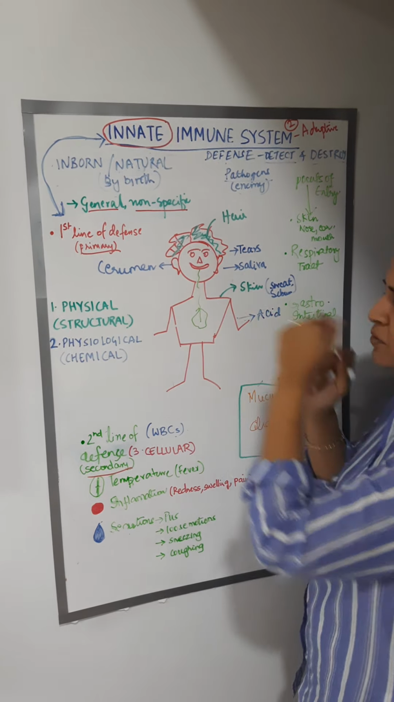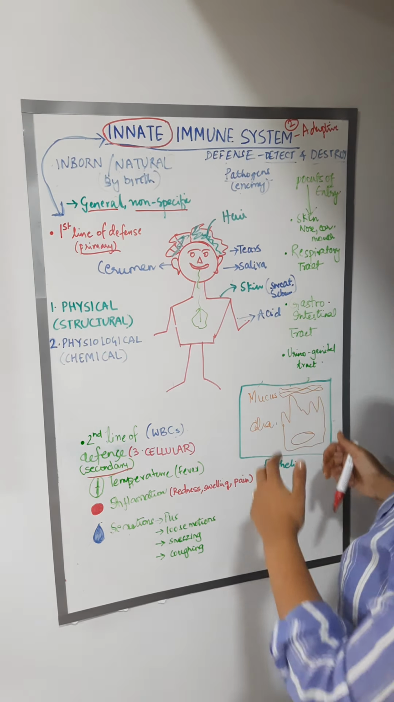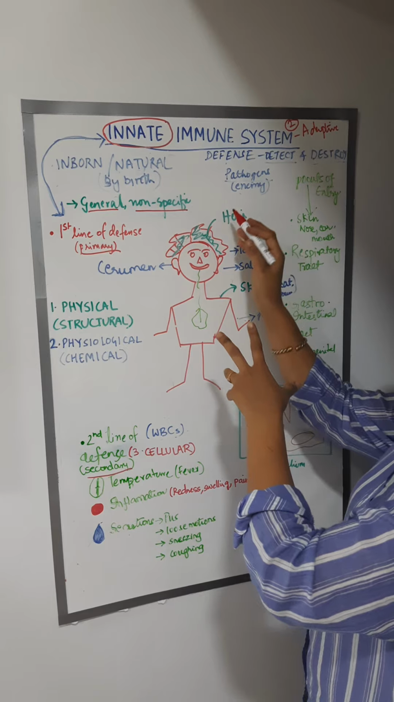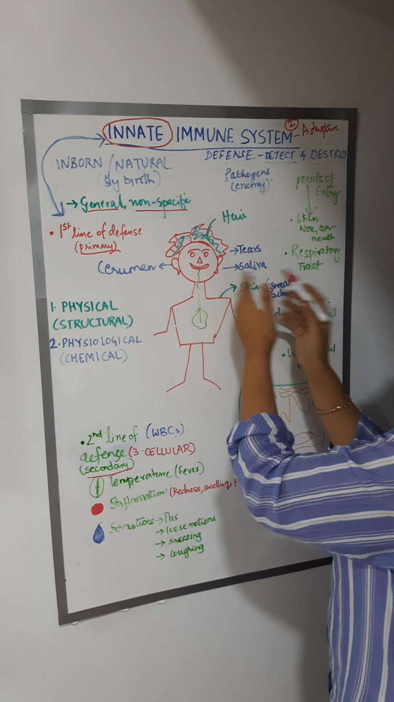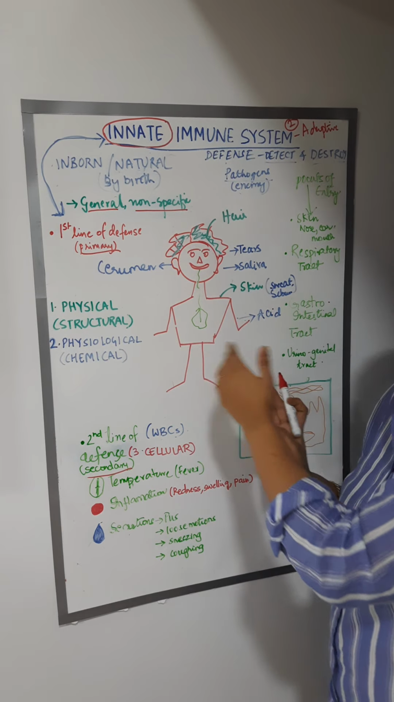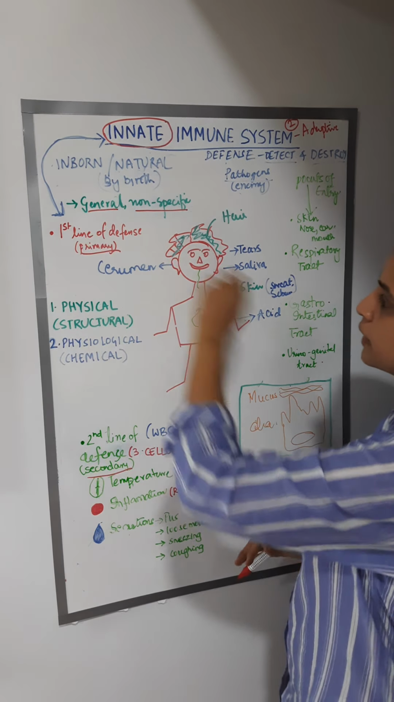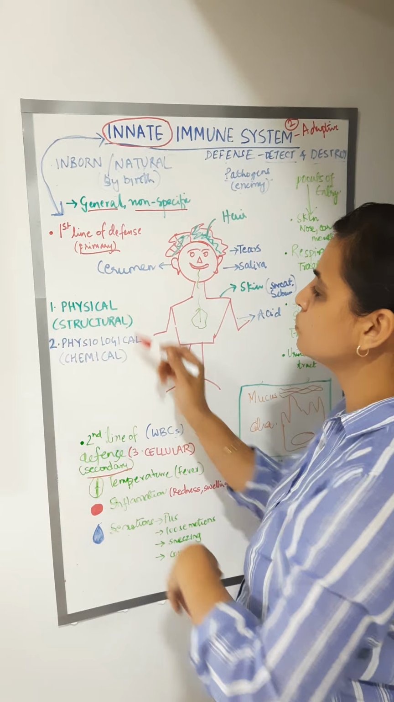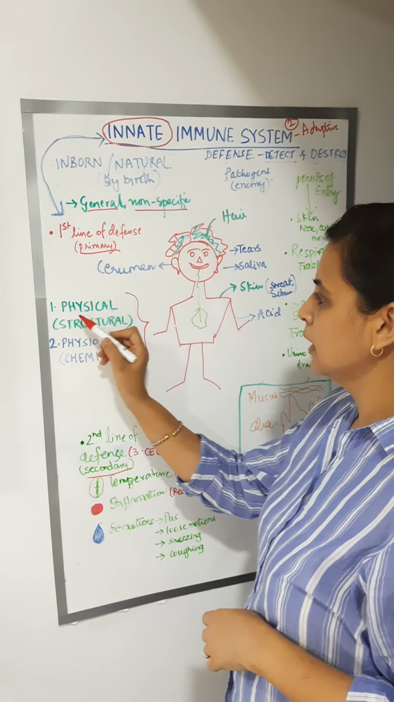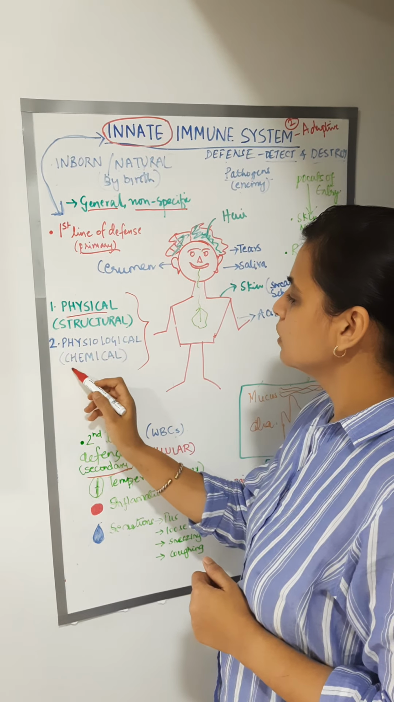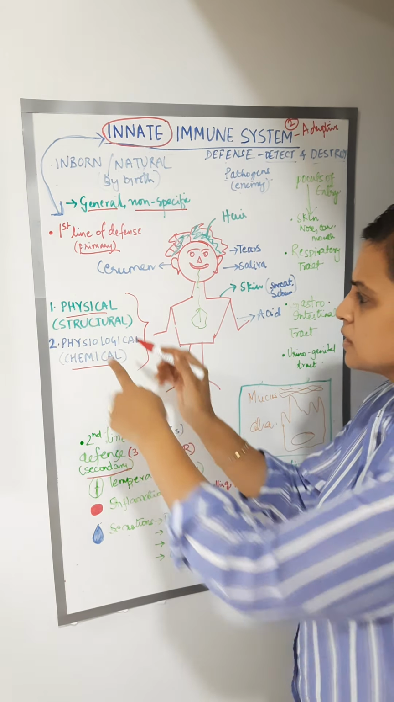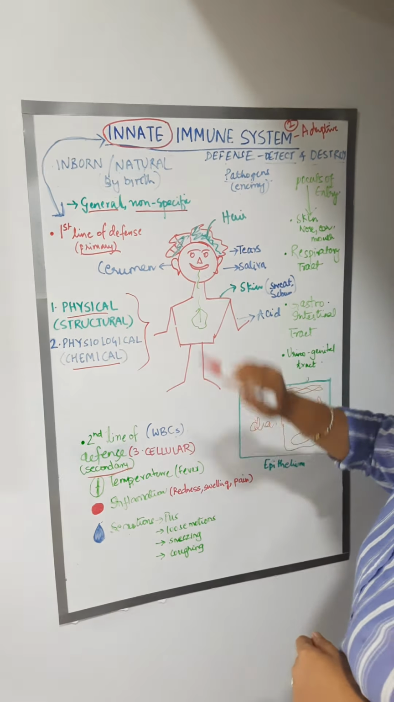Now, coming back to this quirky figure again, as you see I have written something in green color, something in blue. These are basically to distinguish the different barriers. Now, the first line of defense can be divided into two types of barriers: the physical, also called structural barriers, and the physiological or chemical barriers. So let's see what these physical barriers are.